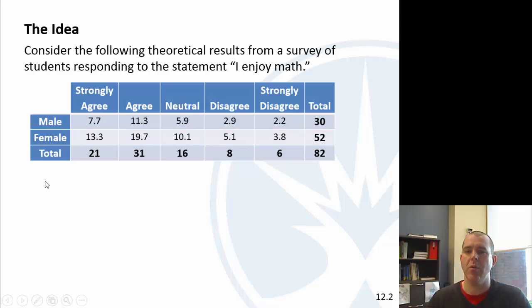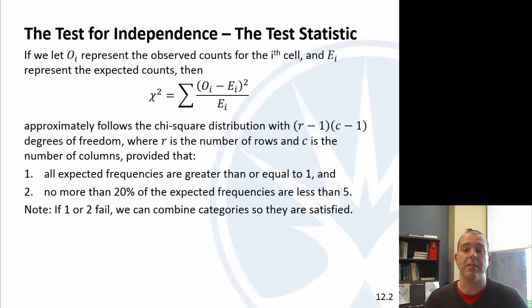All right, so what are we going to do with these? Well, we need a new test. You'll notice this is very similar to the goodness of fit test from the last video. This is a chi-squared again, and again it has the observed minus the expected squared over the expected. This follows a chi-squared distribution. Here's the degrees of freedom. It's 1 less than the number of rows times 1 less than the number of columns.